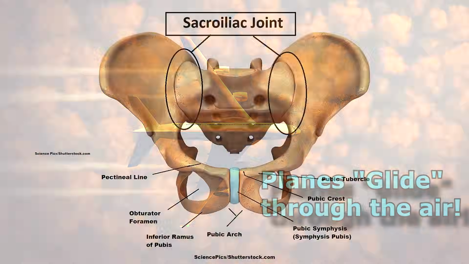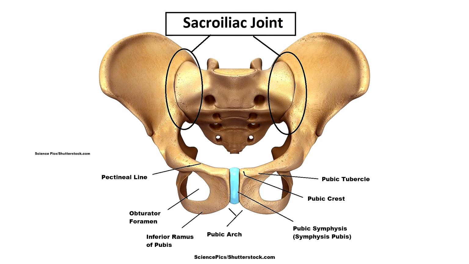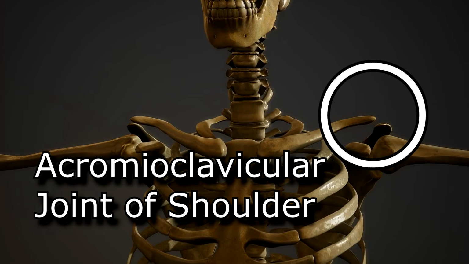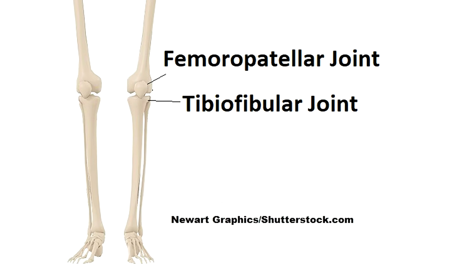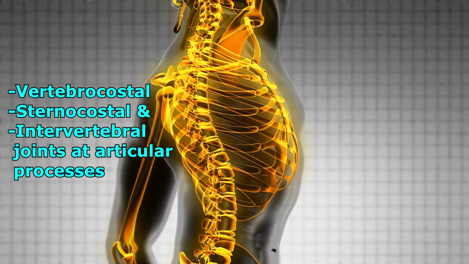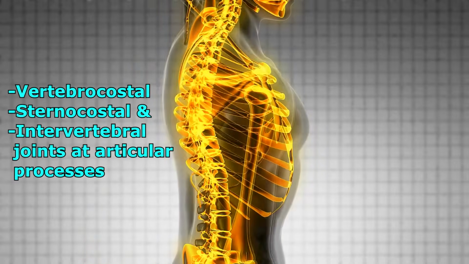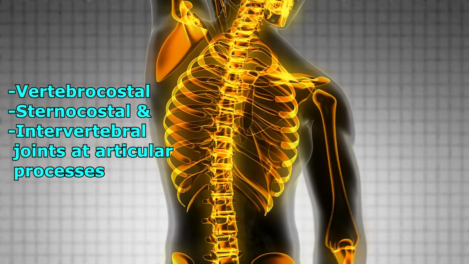And some examples of joints that do this are the sacroiliac joint of the pelvis, the acromioclavicular joint of the shoulder, the femoropatellar joint, the tibiofibular joint, the vertebrocostal and sternocostal joints of the ribs, as well as the intervertebral joints of the spine. Okay, that wraps up this quick video over gliding.